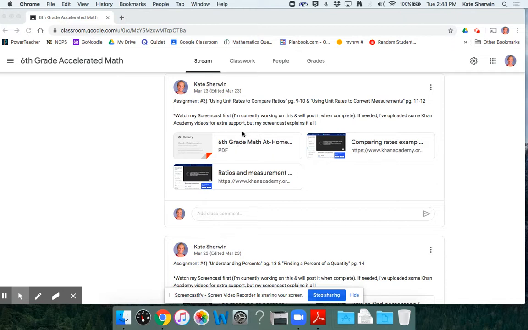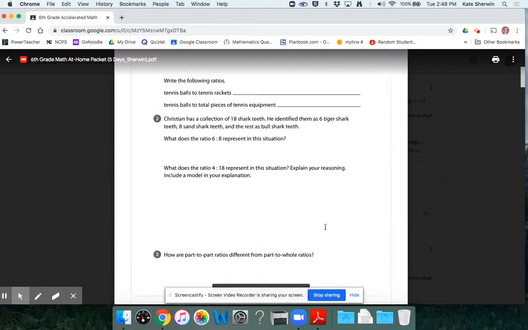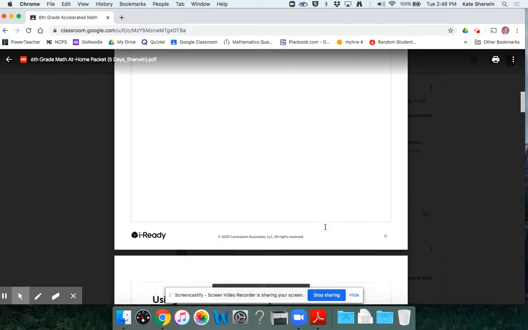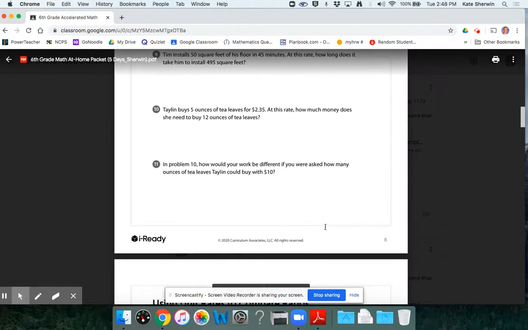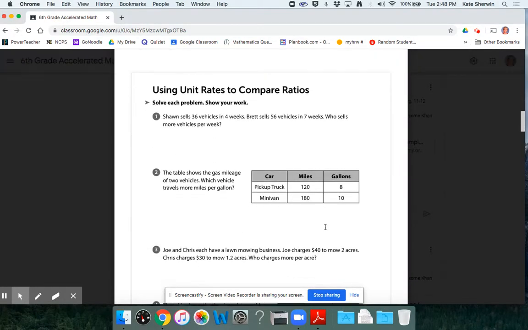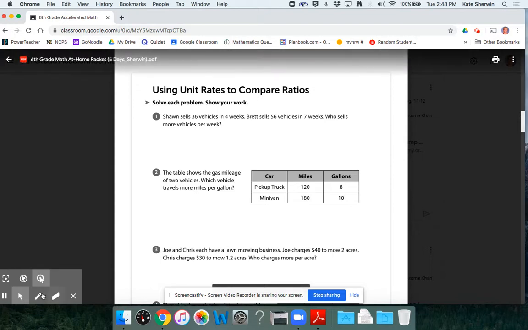So assignment 3, 4 pages. So I'm going to open it up. Page 9 is where it begins. I'm going to scroll down to page 9. There we go. And we are using unit rates to compare ratios.